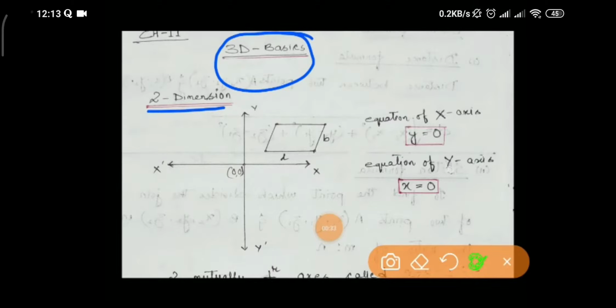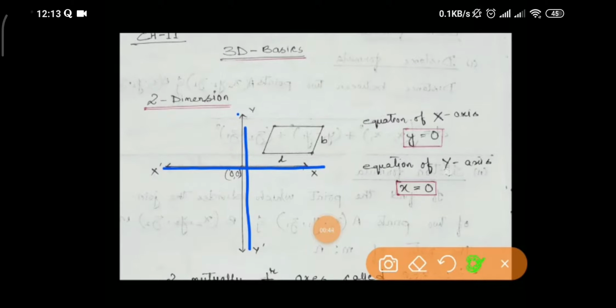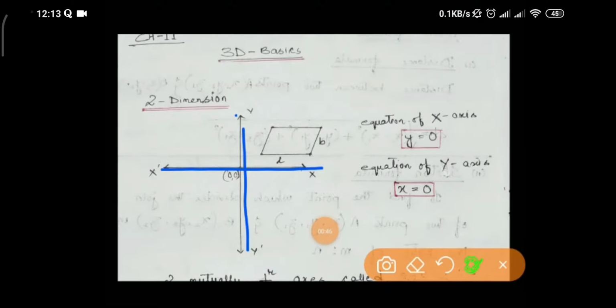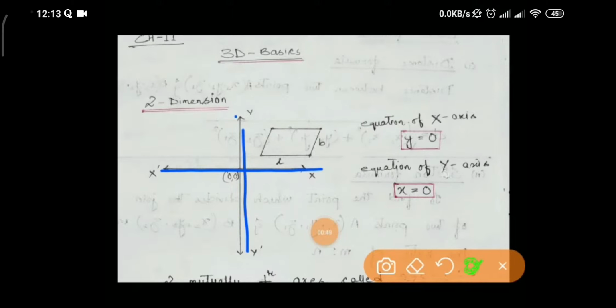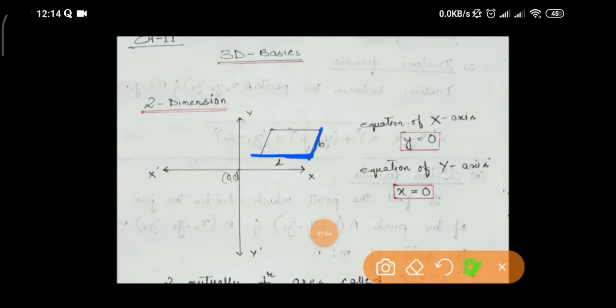Now in 2-dimension we have an x-axis, we have a y-axis. So x is the one dimension and y is the other dimension. That's why it is 2-dimension. Now if you see a figure in 2-dimension, this rectangle which I have drawn, there is length, there is breadth, and there is no height. So we have only 2 dimensions here. That's why it is called a 2-dimensional axis.